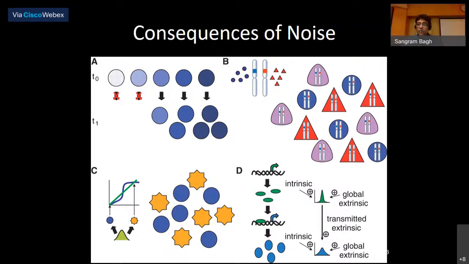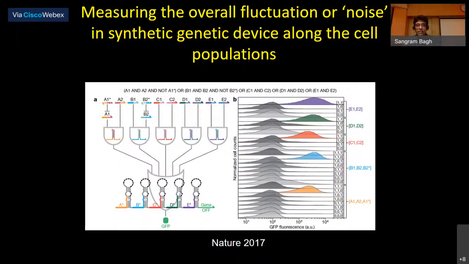Now, our goal is not to explain what this noise is doing in natural biological systems, but what it does in your synthetic genetic circuits. So here is a synthetic genetic circuit you can see, and you are expressing it in E. coli, right? Now, when you are doing your measurements, you are not measuring a single E. coli cell. Instead, you are measuring populations of E. coli cells. So you may have 10 million E. coli cells in your test tube, which you are measuring for a particular circuit.